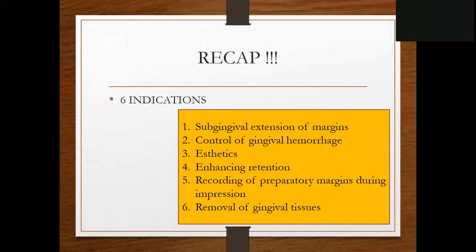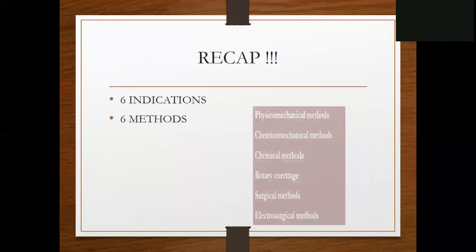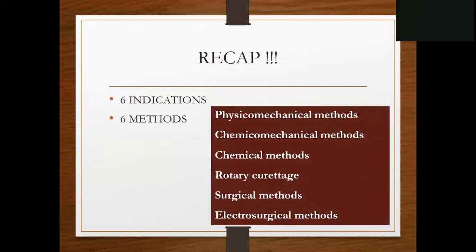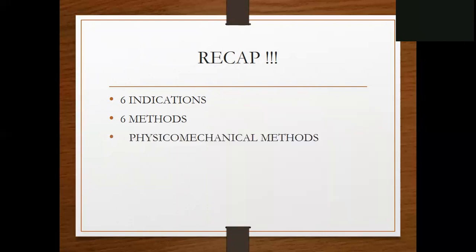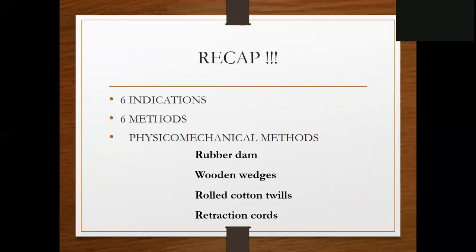the gingival tissues. And the 6 methods we have just mentioned, of which 2 we have dealt with, the physico-mechanical and the chemico-mechanical methods. Then the other is the chemical, rotary, surgical and electrosurgical methods. Under physico-mechanical, we have seen 4 techniques, that's using rubber dam, wooden wedge, rolled cotton twirls and retraction cords.